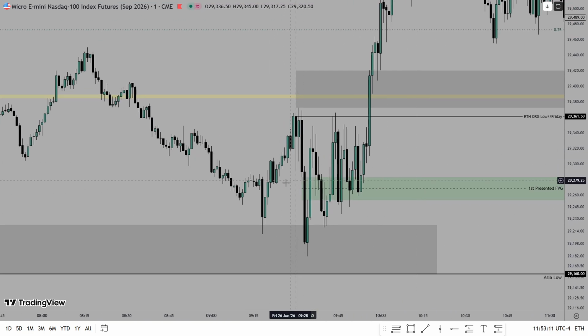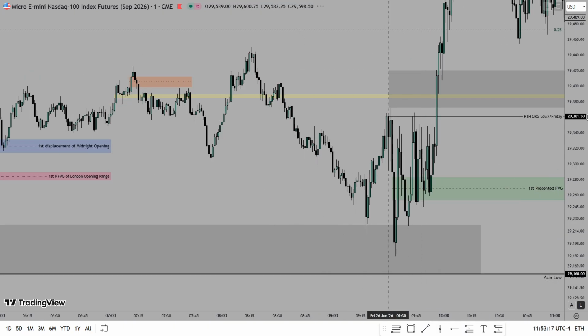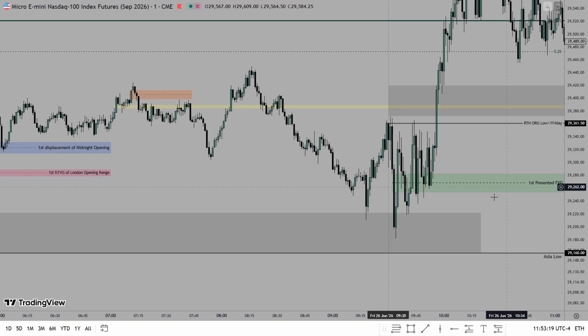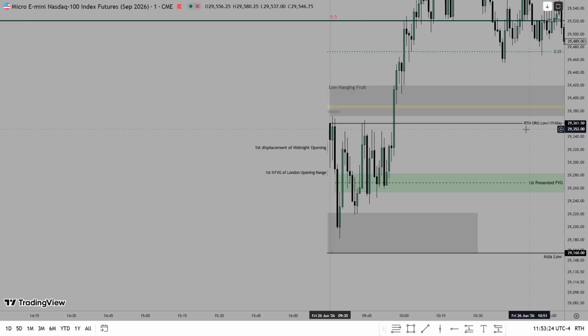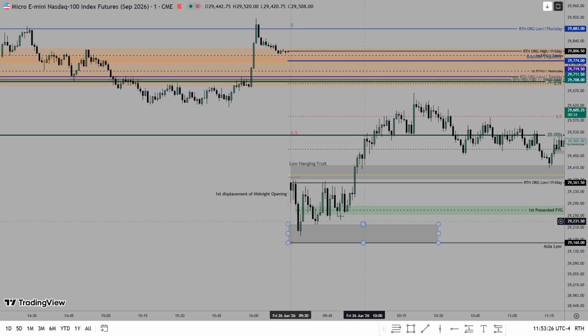Then I thought that price would trade to these Asia lows, and then move to the upside, because so many liquidities are resting to the upside, as well as the regular trading hour gap to the upside. You can see that.